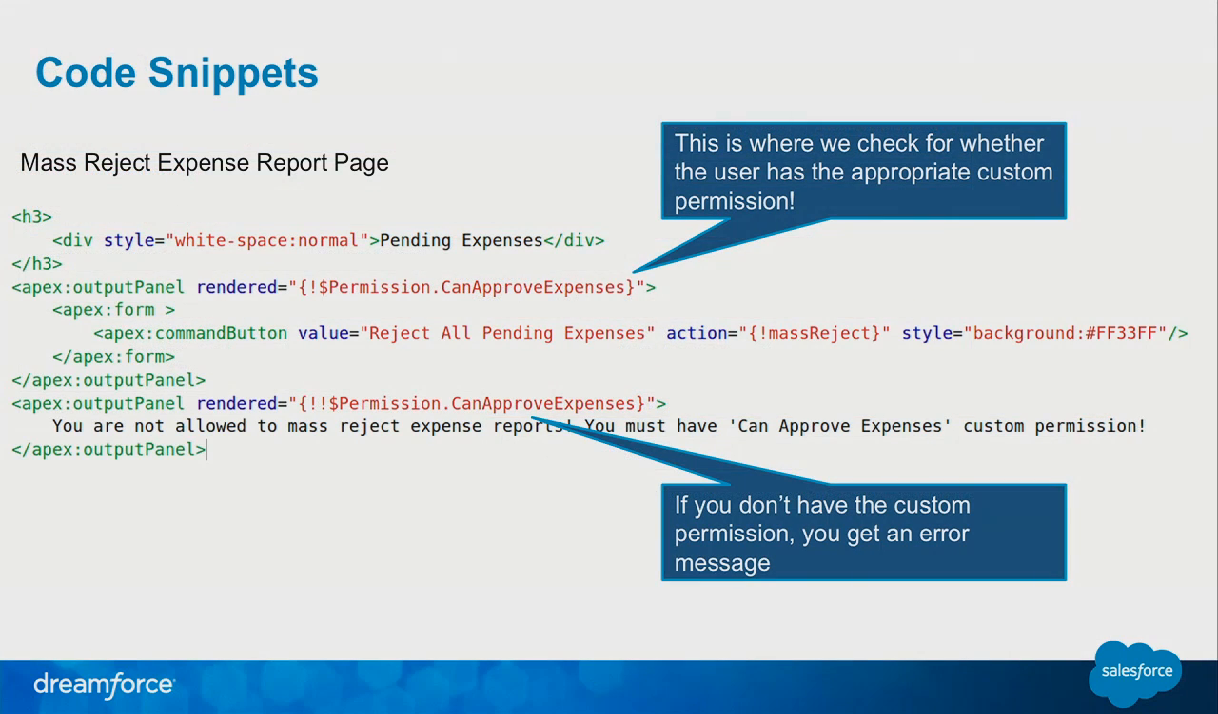Now, in the back end, how does it work, right? Adam already showed you that when you want to reference a custom permission, you use $Permission.custom permission name. And for the mass reject expense report page where it had that giant button, I wasn't able to see it when I didn't have the custom permission. And I got that error message that said, you are not allowed to mass reject expense reports. But when I did have that custom permission, I was able to see that giant pink button.